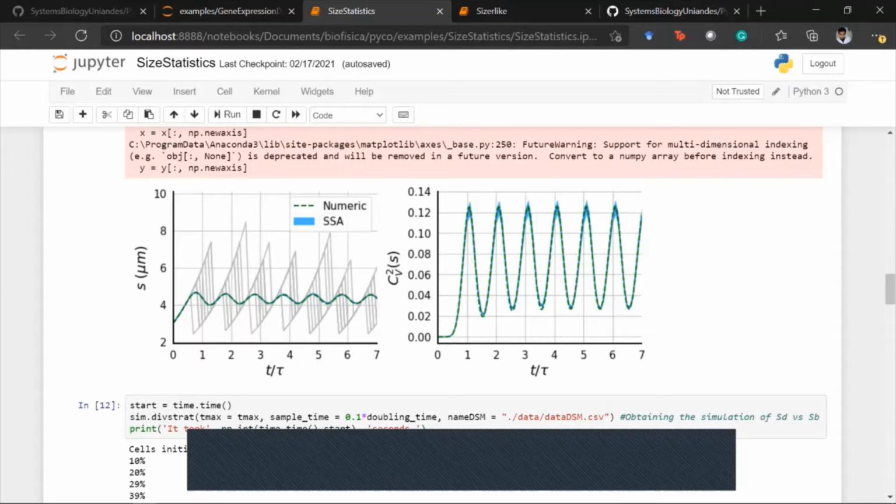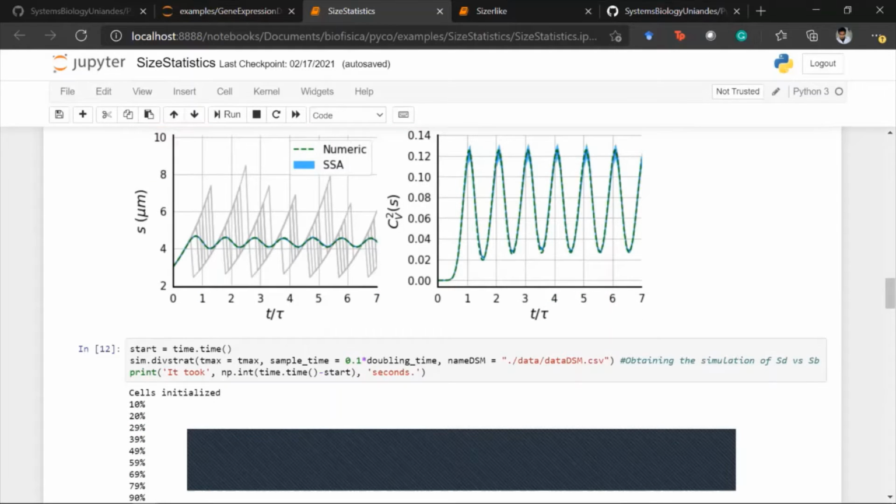And you can find those oscillations that we can explain in following papers, how you can make it damped or more pronounced.